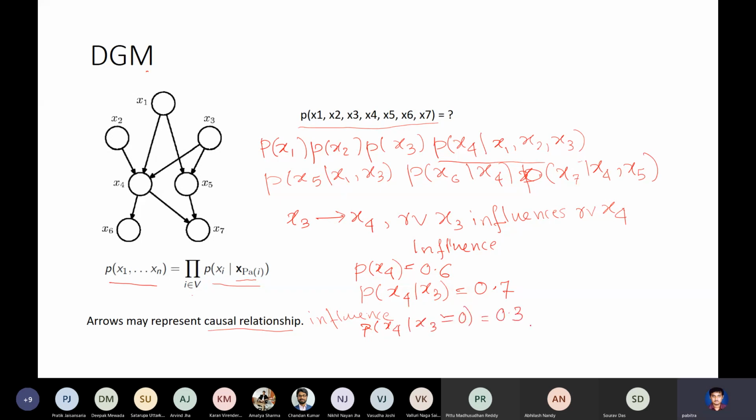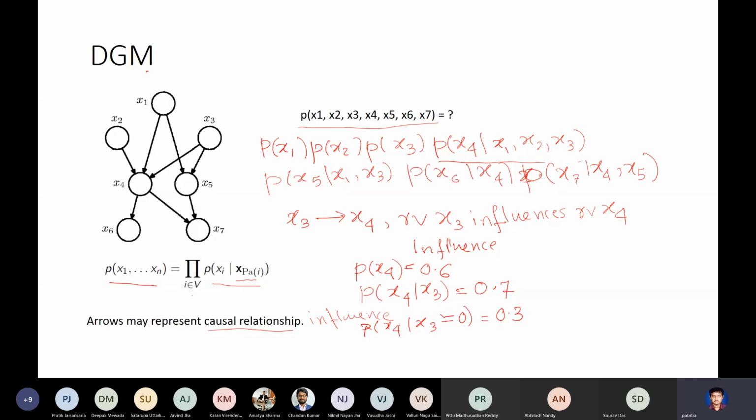Let's say it decreases. So your belief about x4 equal to 1 gets revised after observing the value of x3. Or alternately, let's say x3 is: is it snowing in New York? Even if you observe that it is snowing in New York, it doesn't change your probability of it raining in Kharagpur. So in that case, it doesn't influence.